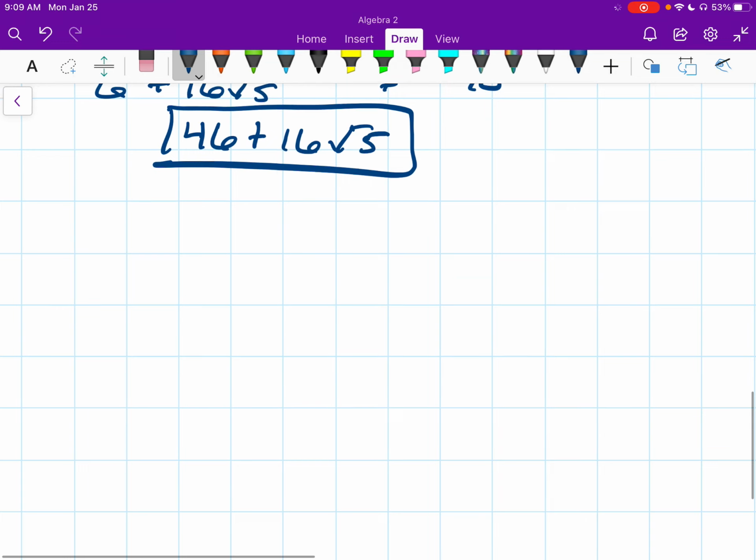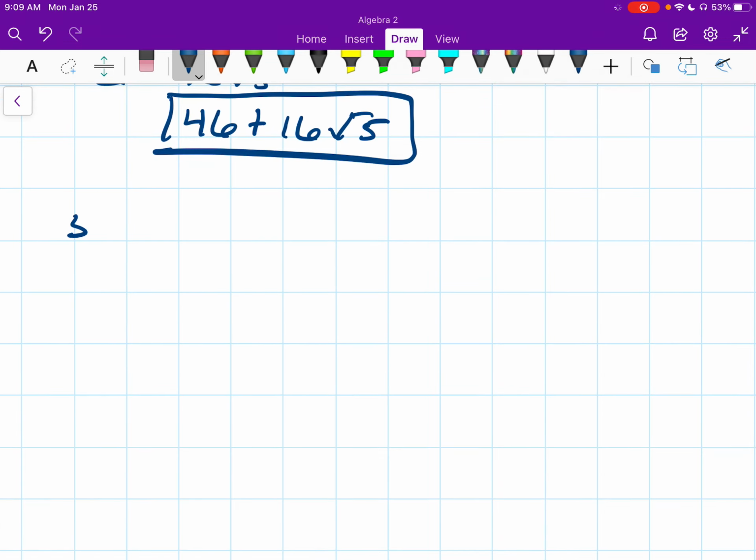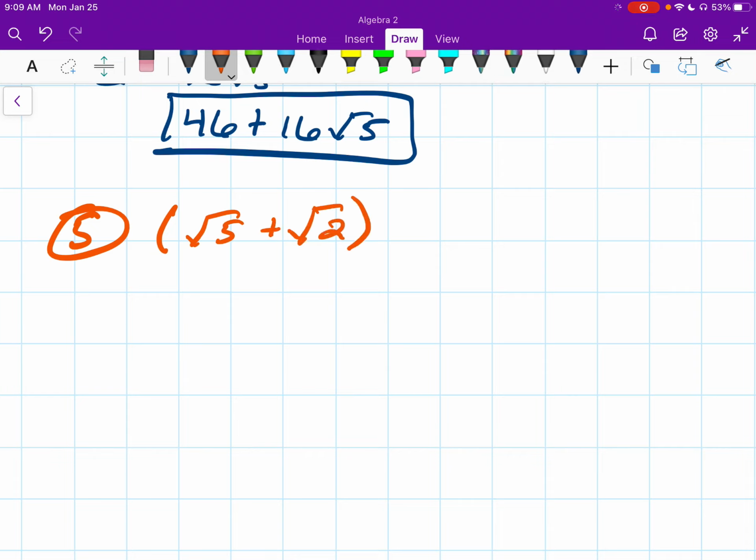All right, looking at number 5. Let me write this in orange. I'm trying to write my problems in orange. Number 5, we're going to say 5 root 2, excuse me, that's not what it is. Root 5 plus root 2. And then we're going to have root 5 minus root 2.